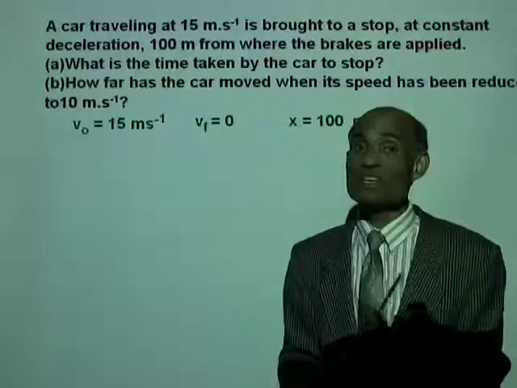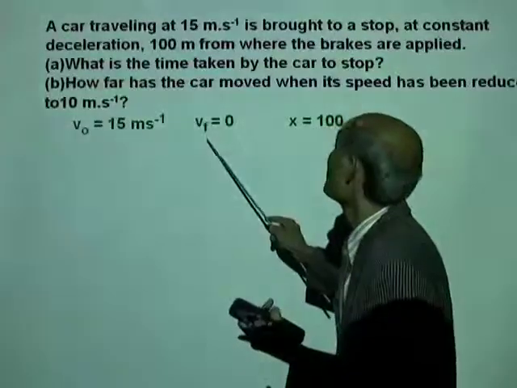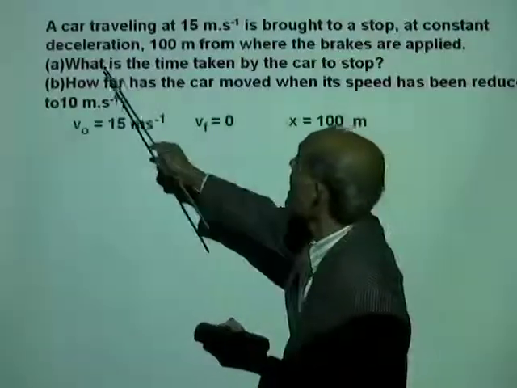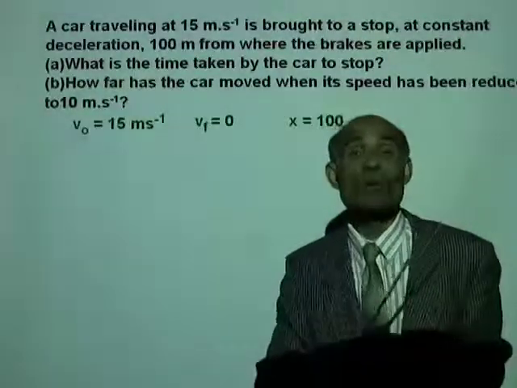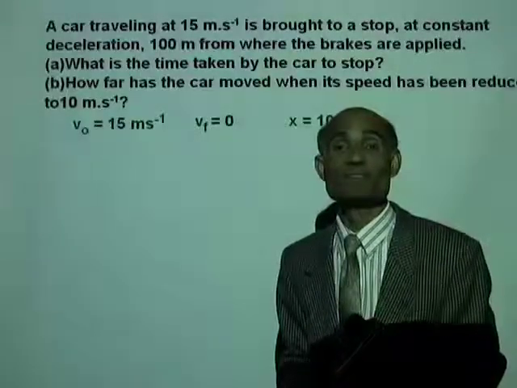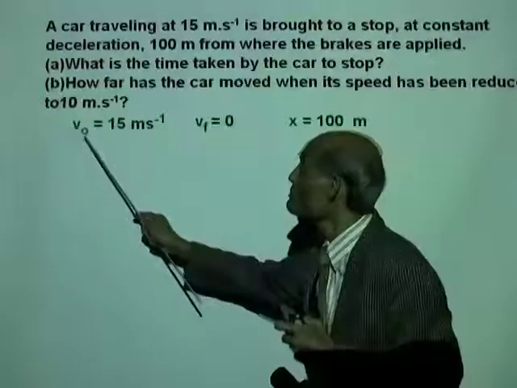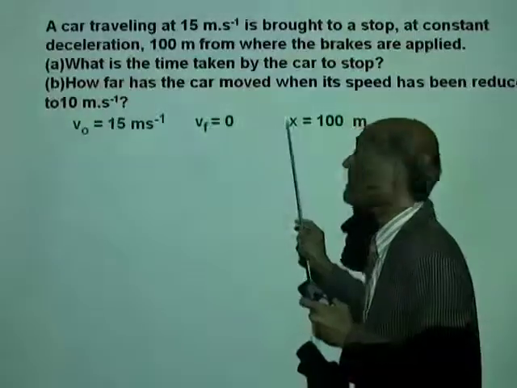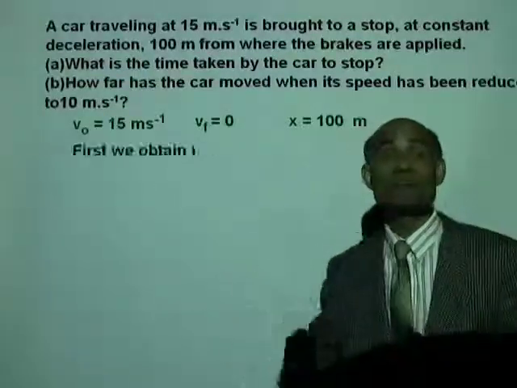Well, is there an equation that connects V0, Vf, X and the time? We need the time. There is no equation that contains all these three. And therefore, if you know V0, Vf and X, we can calculate the acceleration. So we will do that first.